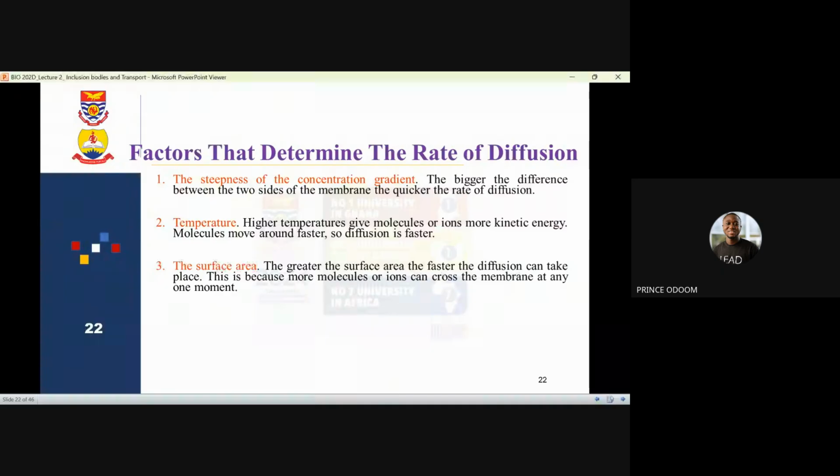Then the third one we'll look at is the surface area. The greater the surface area, the faster the rate at which diffusion can take place. Yes, anybody to explain that? Forget about the explanation that I gave. Use a layman's definition to explain why the greater the surface area, the faster diffusion can take place. How will you explain that to your younger sister in the house? Yes, anybody?